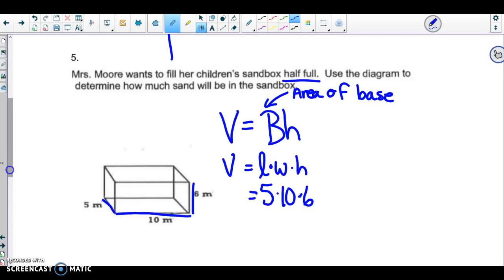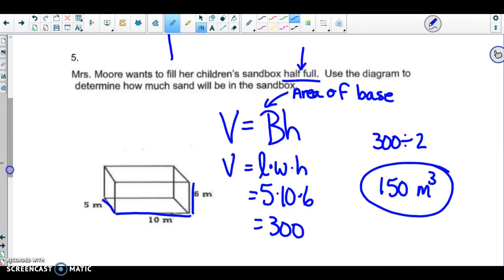So when I do that, 5 times 10 times 6, well, 50 times 6, or I could take 5 times 6 first, which is 30 times 10. Either way, I end up with 300. But that's not my answer. I have to remember back to this right here, half full. So if it was all the way full, it'd be 300 meters cubed, but it's half full. So I've got to take 300 and divide it by 2 to get my answer. So I should have 150 meters cubed. That will be my answer.